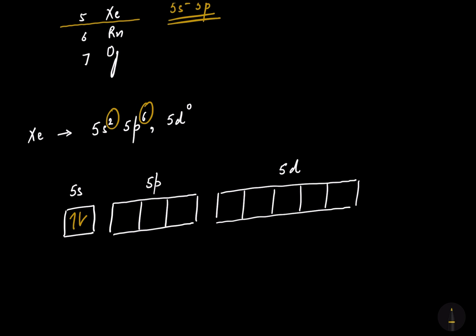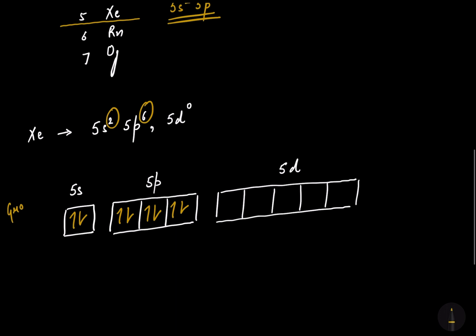So let's fill the 6 electrons. That's the first electron with a spin of +1/2, second electron with a spin of +1/2, third electron with a spin of +1/2. So now all degenerate orbitals have got 1 electron each, and pairing will start from the 4th electron. That's the fourth electron with a spin of -1/2, fifth electron with a spin of -1/2, and the sixth electron with a spin of -1/2. And that's our ground state.